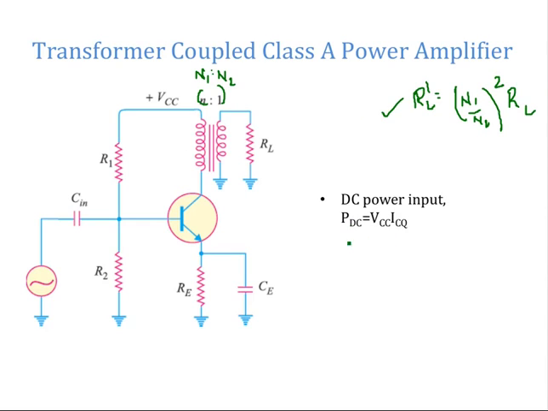Here also the DC power input PDC will be equal to VCC into ICQ. You are fixing the operating point in the middle of the active region since it is a class A power amplifier and you want to get the whole signal at its output.